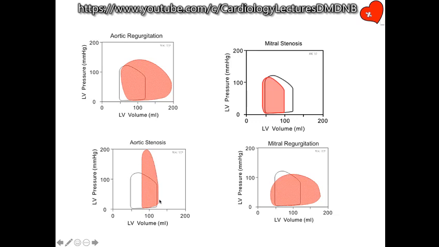So, this is aortic stenosis with an elevated end systolic volume also, indicating some LV dysfunction. The moment end systolic volume is increased, it means that ejection fraction has decreased. In aortic stenosis with normal LV function, the end systolic volume will be close to 50 or 60 here. Because end systolic volume is increased, it indicates the ejection fraction has dropped. So, this is aortic stenosis with LV dysfunction.